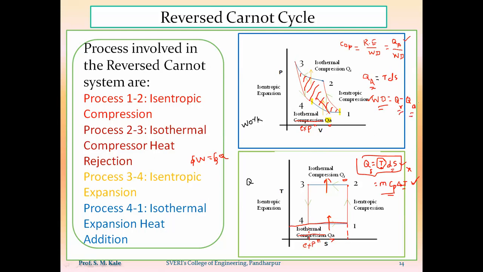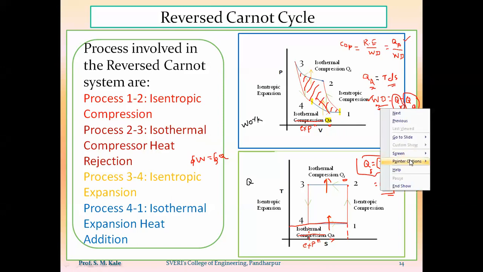Here, the simple way is to calculate the work done based on the heat rejection and heat absorption. Out of that, the heat absorption we have already calculated. Only by calculating the heat rejection, we are able to calculate the work done. So the same process we are going to follow, as our aim is to calculate the value of COP.